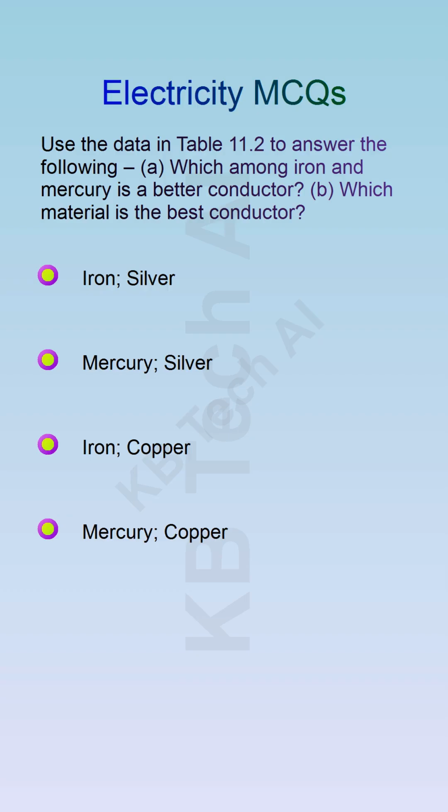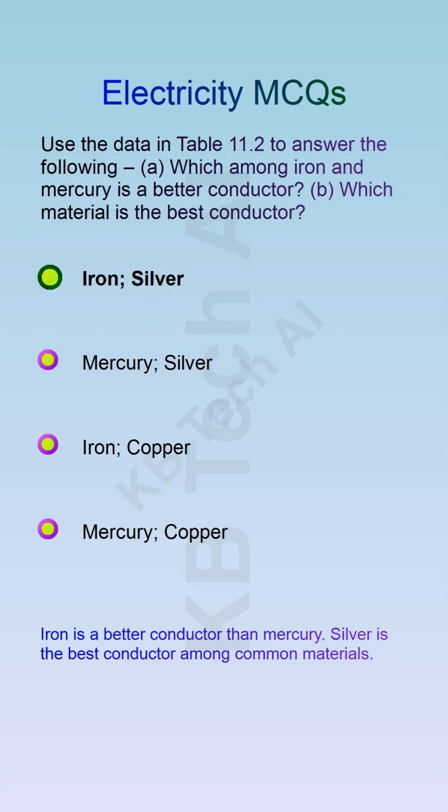14. Option 1, use the data in Table 11.2 to answer the following. A. Which among iron and mercury is a better conductor? B. Which material is the best conductor? Option 2, iron, silver. Option 3, mercury, silver. Option 4, iron, copper. The answer is, option 1, use the data in Table 11.2 to answer the following. A. Which among iron and mercury is a better conductor? B. Which material is the best conductor?